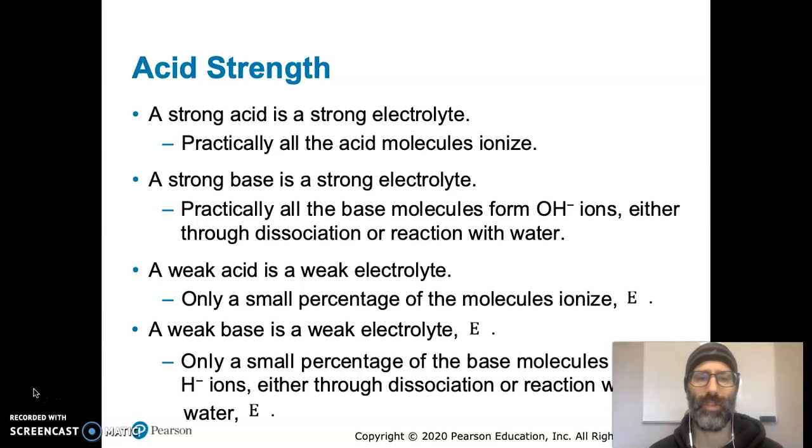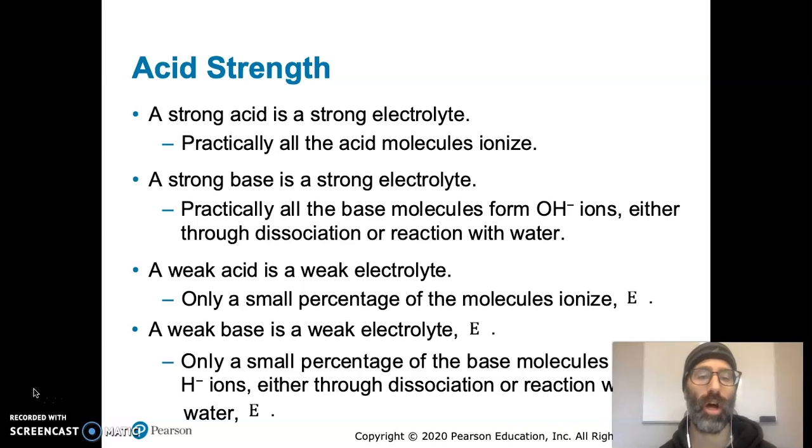So acid strength. What we're talking about with acid strength is how much the acid ionizes in water, so how much H plus is given off. Either a lot of the H plus is formed when you put it in water, or very little of it. The stronger the acid, the more H plus that is ionized. So the more the acid ionizes when you put it in the water, the stronger the acid. The less it ionizes in water, the weaker the acid.